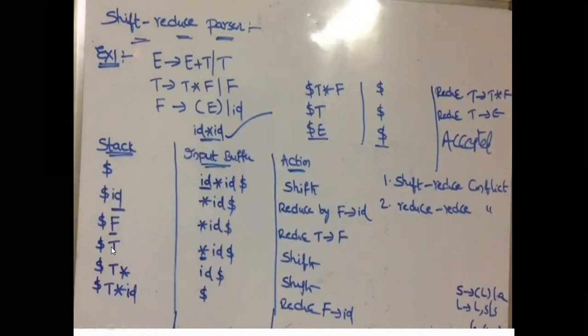Why? Because we are replacing this T with capital E, then star. So next star is the next input buffer. So that is placed into here. So E star id. So id is placed into here. This id is replaced with capital F. Then E star capital F. So is there any production with E star F? There is no production in the right hand side.